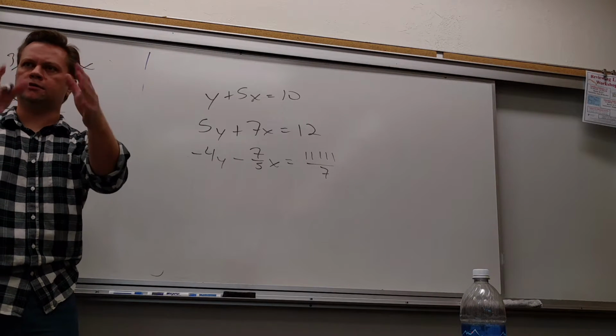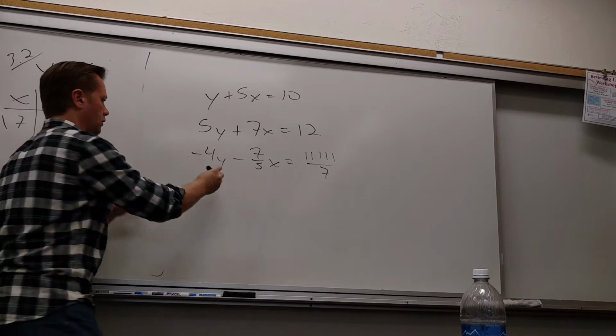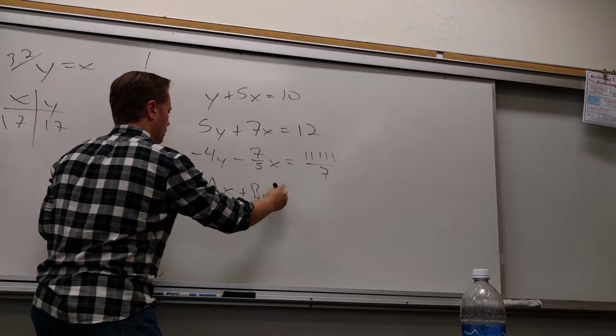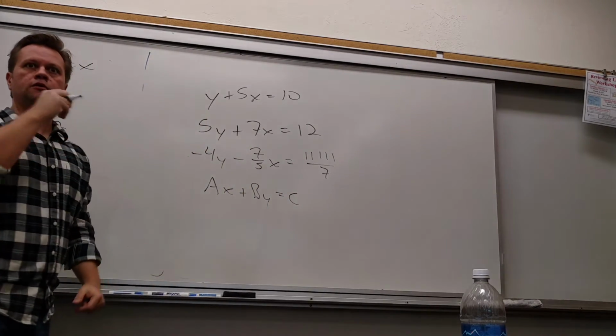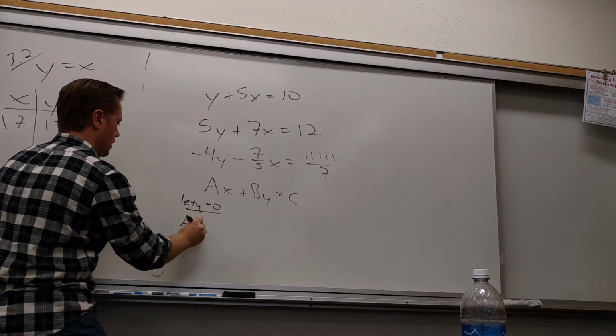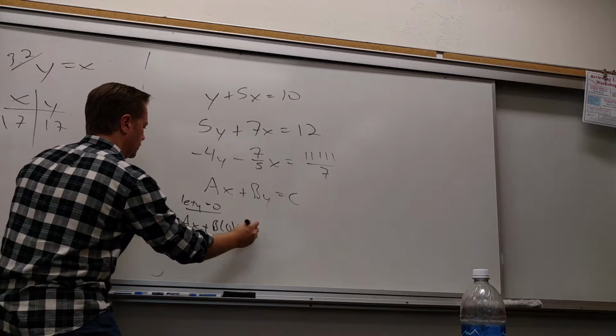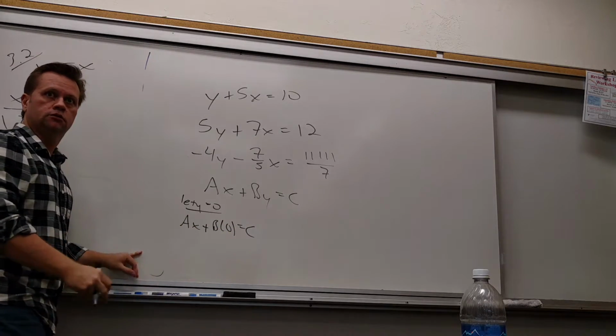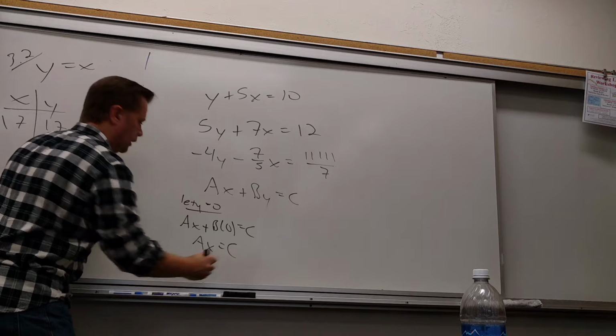The process doesn't care. I keep saying that, right? The process does not care. So if I give you this, how do you find the x-intercept? Make y 0. So let y be 0. So you get ax plus b times 0 equals c. What's b times 0? 0. So you get ax equals c. How do you get x by itself?